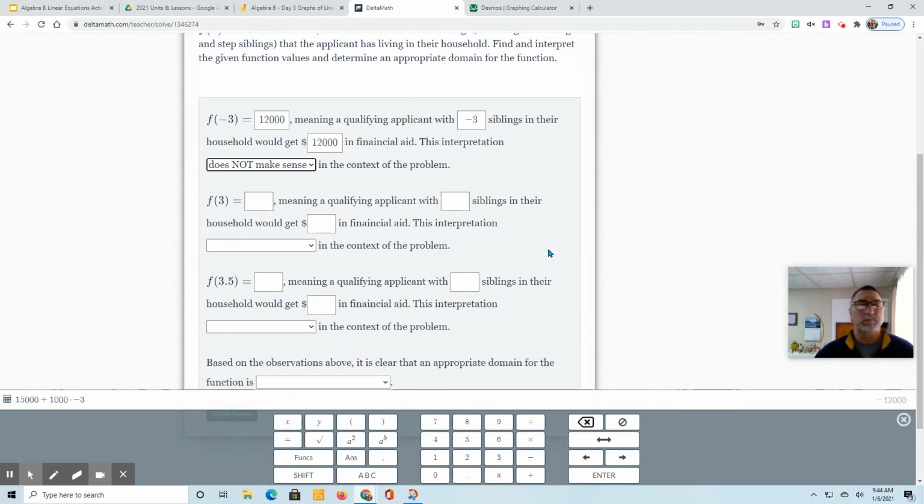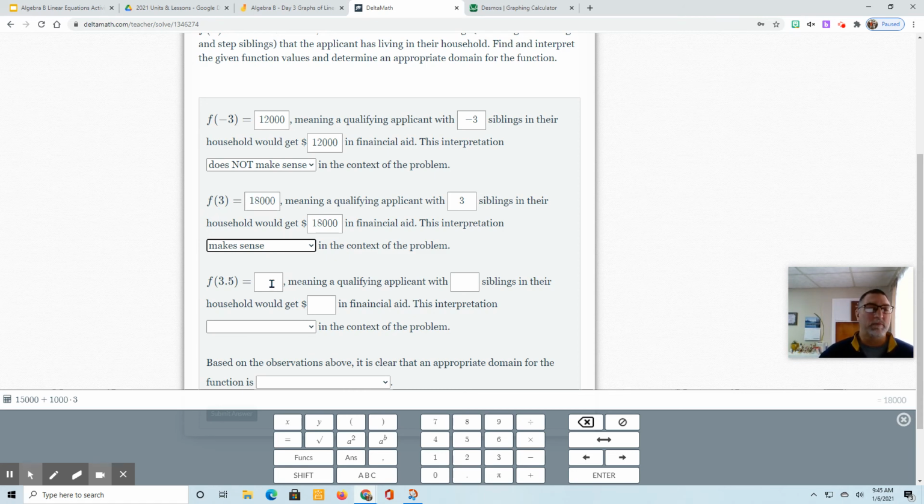All right. f of 3. Oh, this is nice because all I got to do now is just change this, get rid of that negative. And now we've got 18,000 for 3 siblings. We get $18,000 in financial aid. And this does make sense because we're talking about a whole number. Okay, 3 is a whole number.